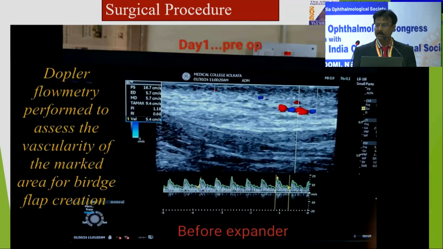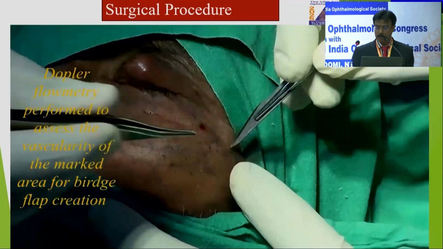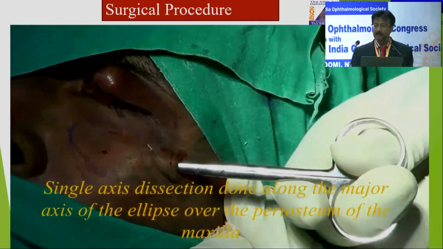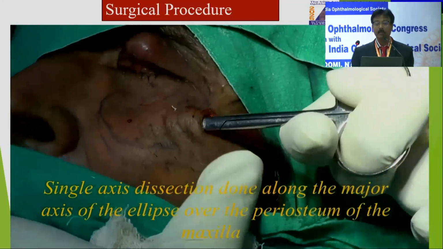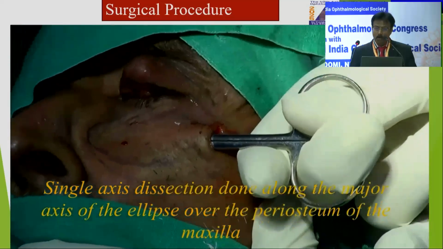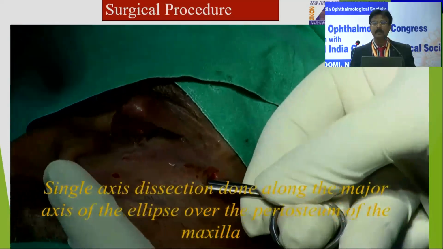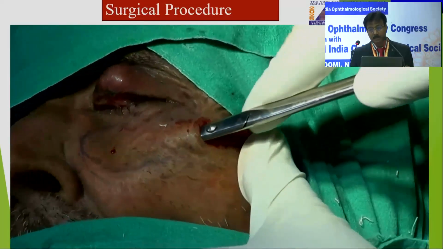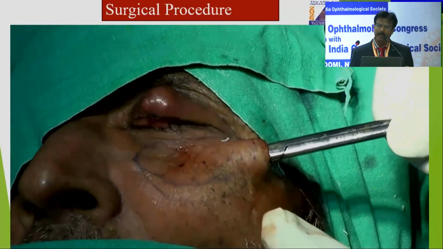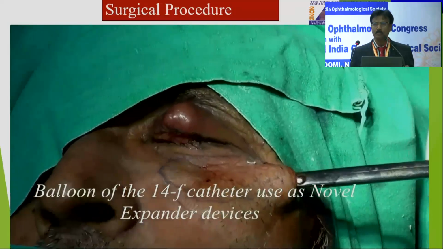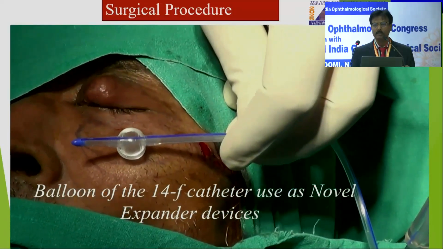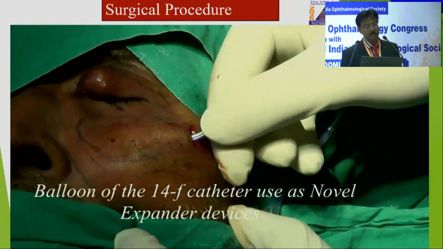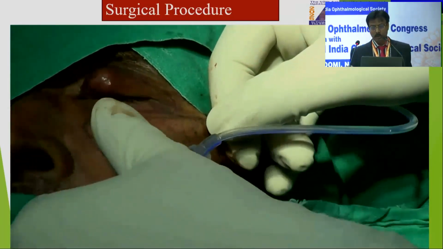Doppler flowmetry baseline is done first to detect the vascularity of that area. Then, again, the same procedure: single axis dissection, not too much dissection. When the balloon is expanded, the soft tissue is automatically dissected. It doesn't require dissection with a blade or scissor. This balloon uniquely separates the tissue and cannot block the artery or vessel or compromise the vascularity of the local area.